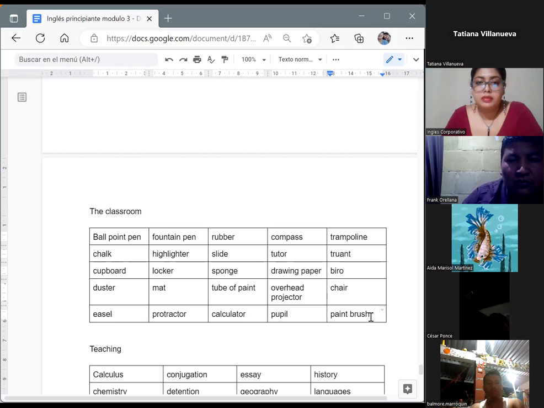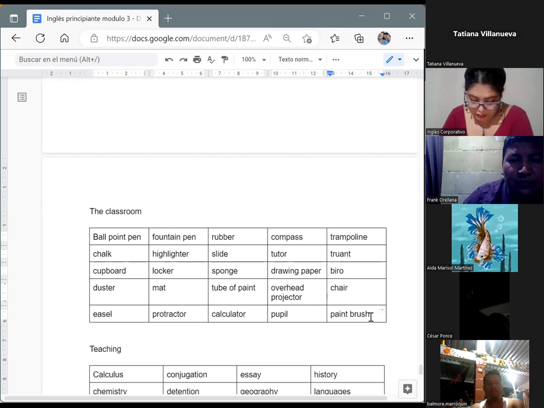Tell me, Tatiana. Mire, teacher, puede poner el documento para que lo podamos descargar al finalizar la clase. Voy a intentar porque estos más que todo funcionan con enlace, pero voy a intentar ver de qué manera se lo puedo mandar para que lo descargue. Bueno, gracias. You're welcome.